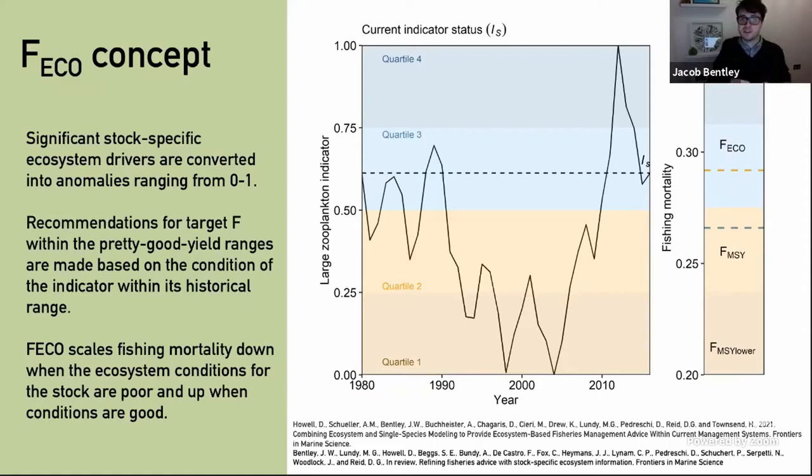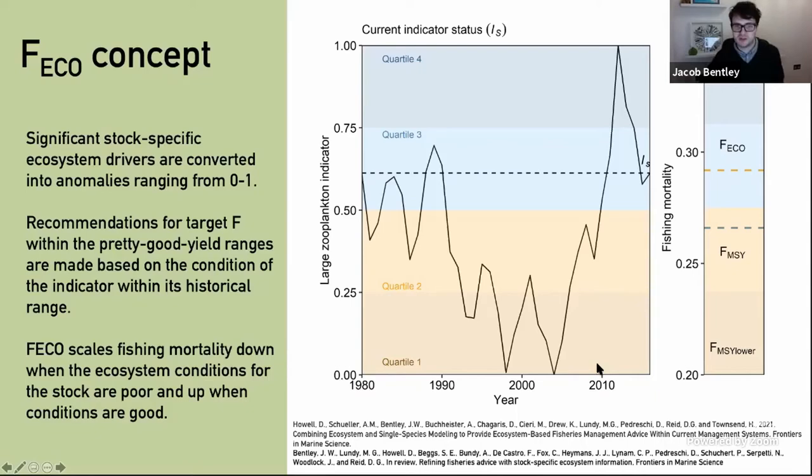So if we were going to derive an ecosystem condition value for the zooplankton indicator in the most recent year and use that to drive the placement of F-Eco within the FMSY range, we can say that the zooplankton indicator is in relatively good state at the moment. It's in the upper third quartile. So you then apply that to the FMSY range, and you can say you should fish around here, or we advise that based on ecosystem information, it's safe to fish around here. Whereas if the ecosystem status were around here, so the large zooplankton indicator was really low, we'd suggest fishing at the lower range of FMSY.